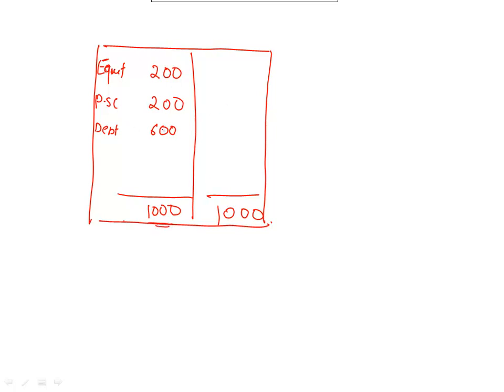Now let us start from debt. This debt will have a specific cost which is given to us by the bank. The bank will tell us that if you take this loan, on this loan you will have to pay interest of 10%, 15%, 18%. So that's the cost of this money, 600. Let's say I am assuming that this cost is given as 10%.